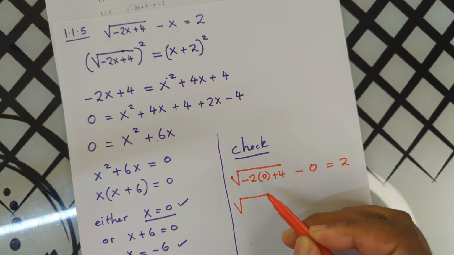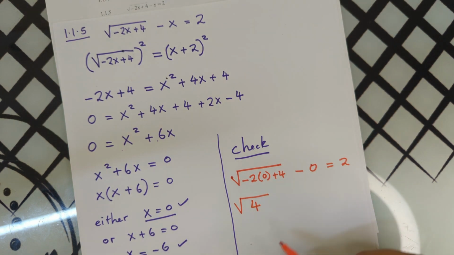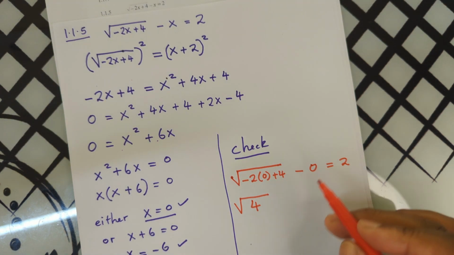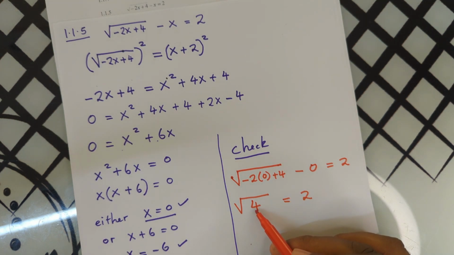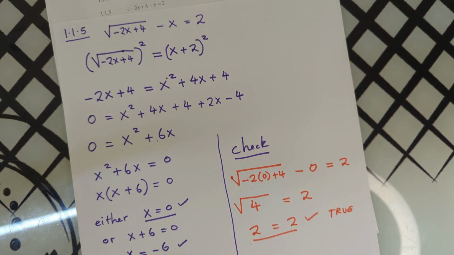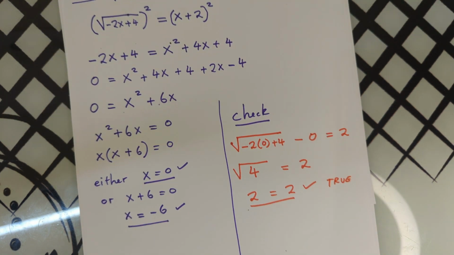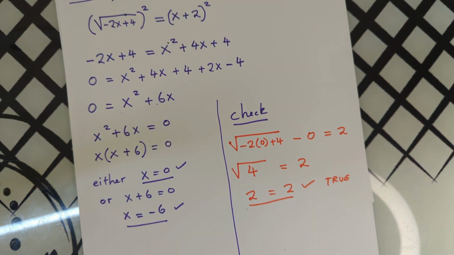So this becomes the square root of negative 2 multiplied by 0, that's 0, plus 4, that's a 4, minus 0, we don't need to write the 0. Is this equal to 2? Yes, the square root of 4 is 2, so 2 is equal to 2, which is true. So this implies that our solution of x being 0 is indeed correct.